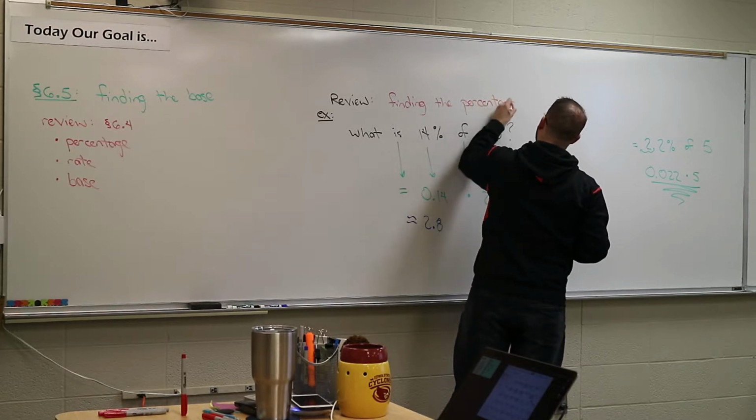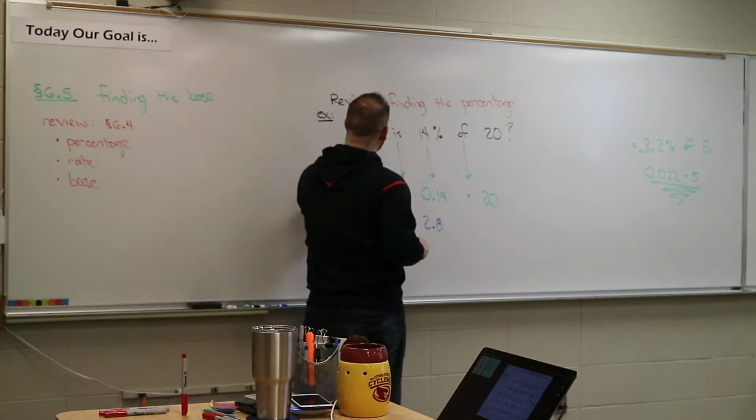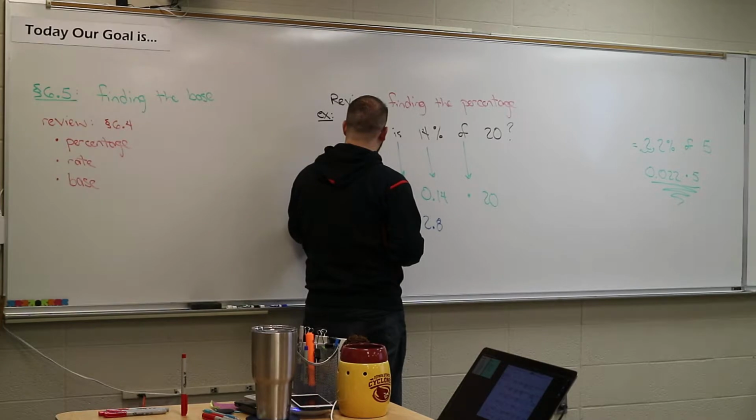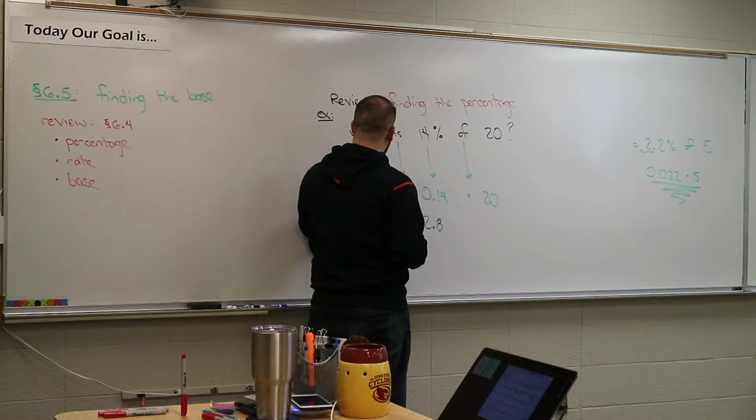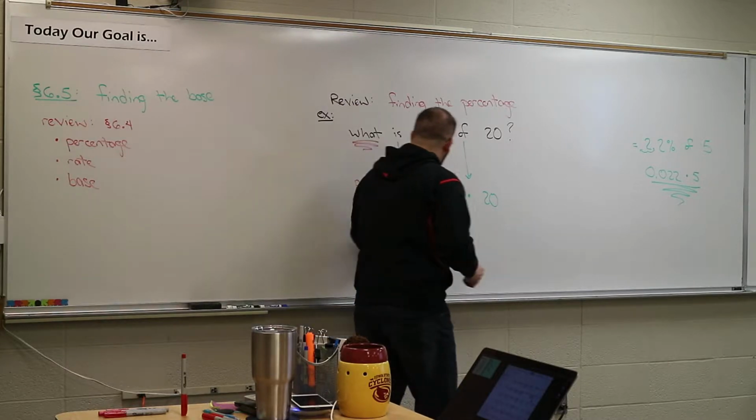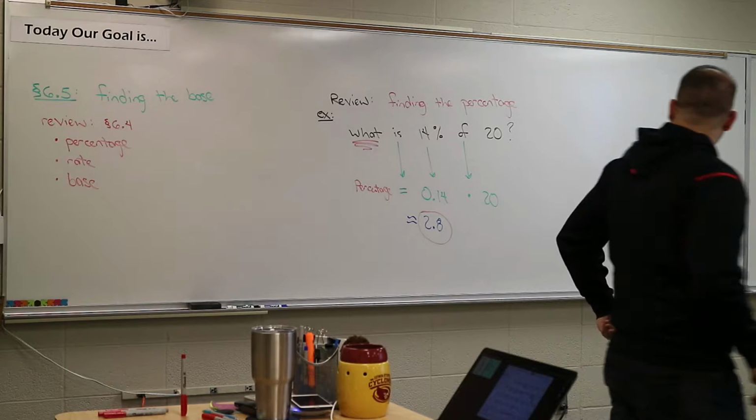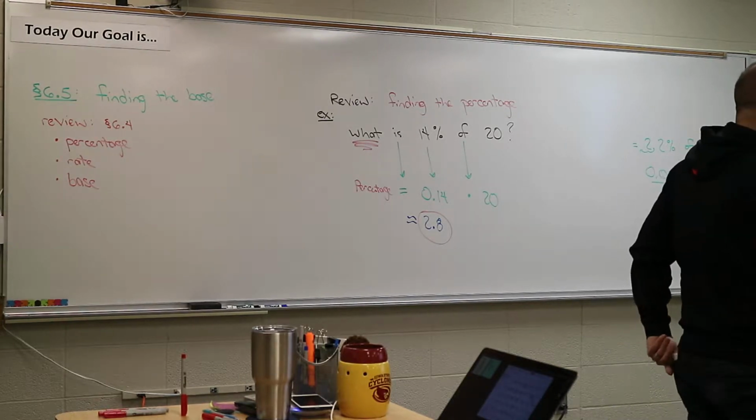That's what the section has you do on all of those problems. The number that's over by itself, by the word is, is the percentage number. It's a small portion of the base. 2.8 is a smaller number than the 20. 20 was our base. That's all the homework problems you guys had.